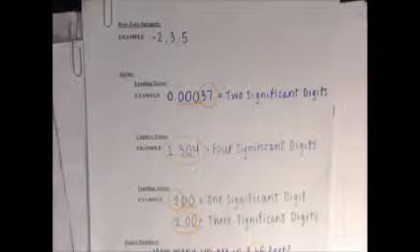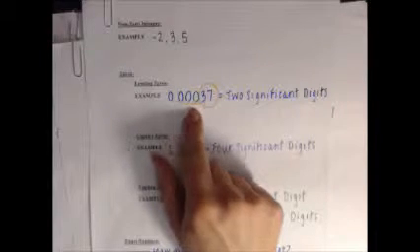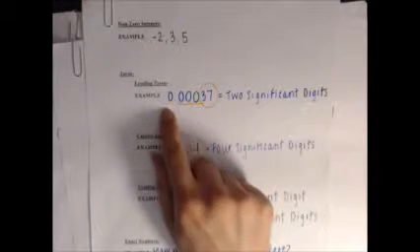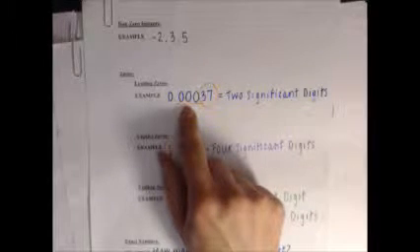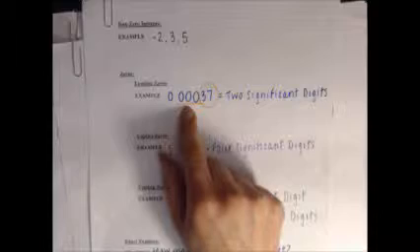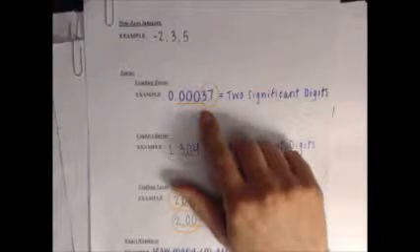Next, we have leading zeros. Leading zeros are zeros that precede all non-zero digits and are not significant digits. An example of the leading zero is in the number 0.00037. These 3 zeros after the decimal point as well as this one are what we consider leading zeros and do not consider significant digits. Therefore, this number only has 2 significant digits, being 3 and 7.